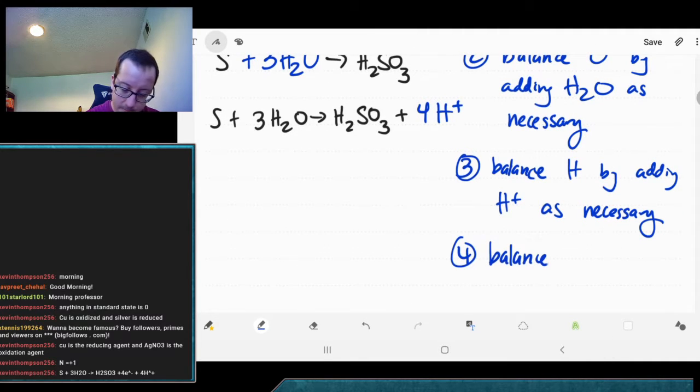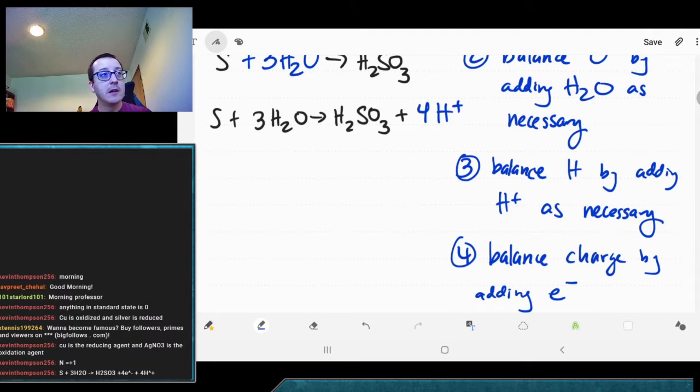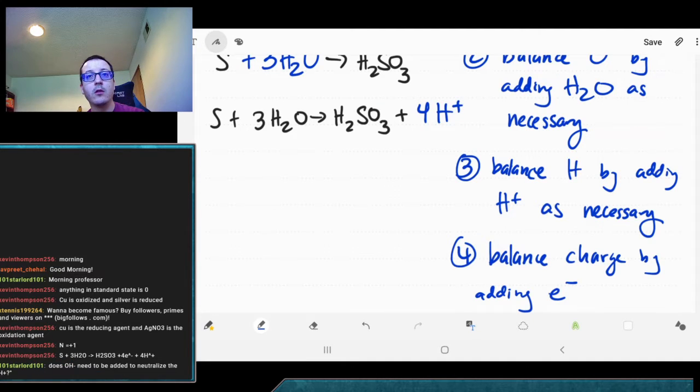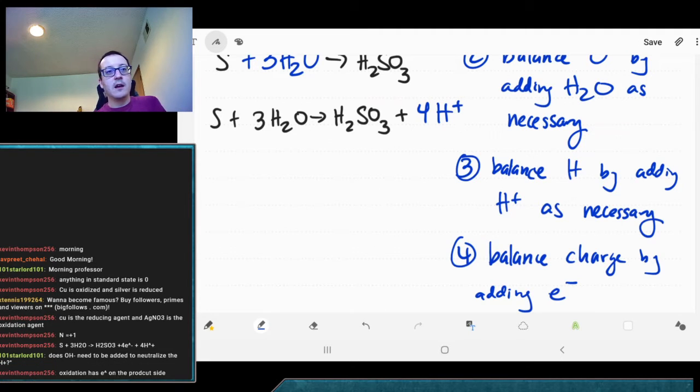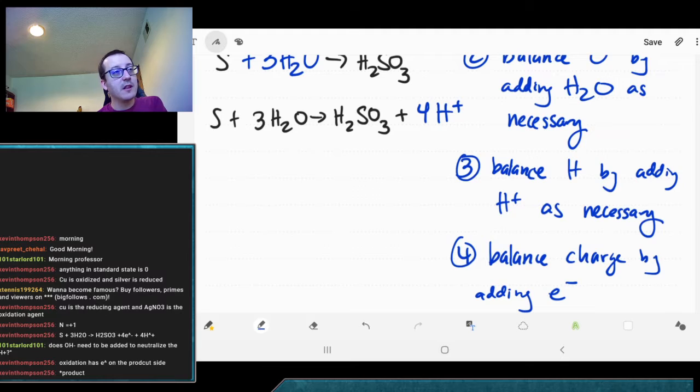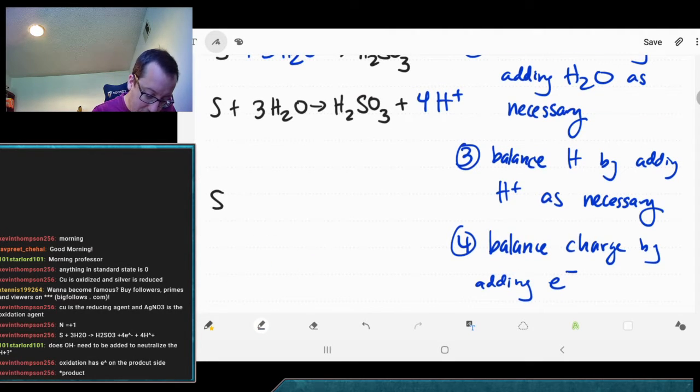is to balance the charge by adding electrons. So if we look here on the left side of the reaction, we're going to see that when we have the other half of the reaction. Yes, that's also true, Kevin. You're always going to have oxidation as having electrons as a product. That's definitely true. So overall we have no charge on the left and 4 positives on the right. So we're going to want to add 4 electrons to the right side to balance this half reaction out.